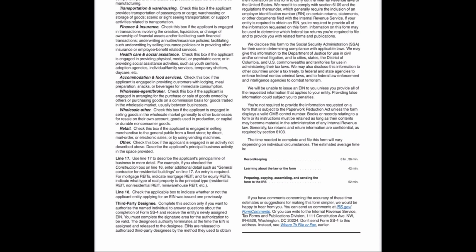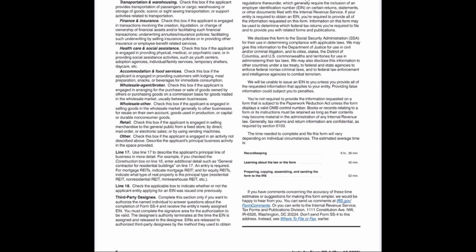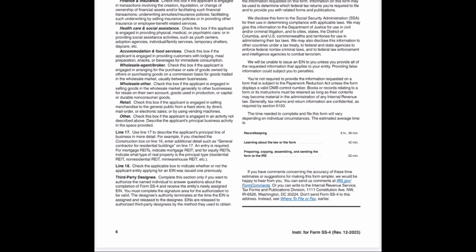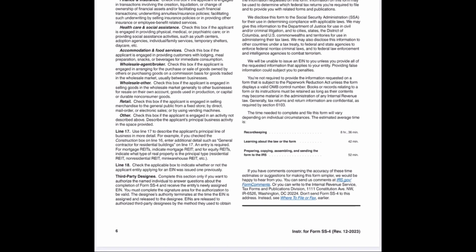The estimated average time is: record keeping, learning about the law or the form, preparing, copying, assembling, and sending the form to the IRS: 8 hours, 36 minutes, 42 minutes, 52 minutes. If you have comments concerning the accuracy of these time estimates or suggestions for making this form simpler, we would be happy to hear from you.